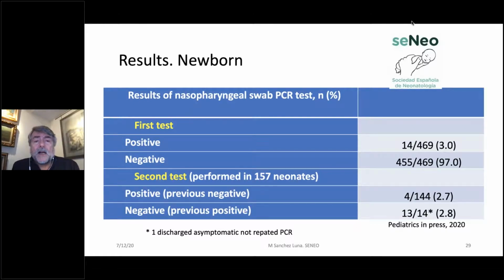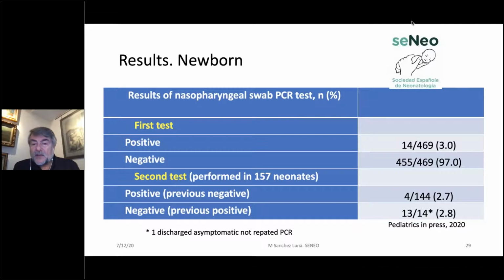So what about the nasopharyngeal test done in the first hours after delivery in our babies born from COVID-positive mothers? What we did is a first test very early and then repeat a second test if the first was positive. And as you can see, from 469 babies born from COVID-positive mothers, only 14 were positive, but after repeating the test, only one baby remained positive.